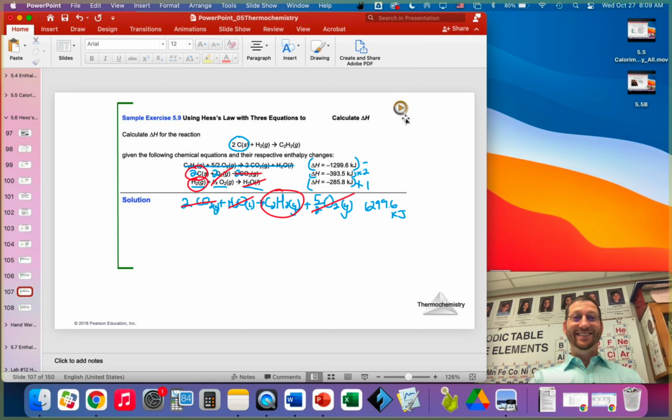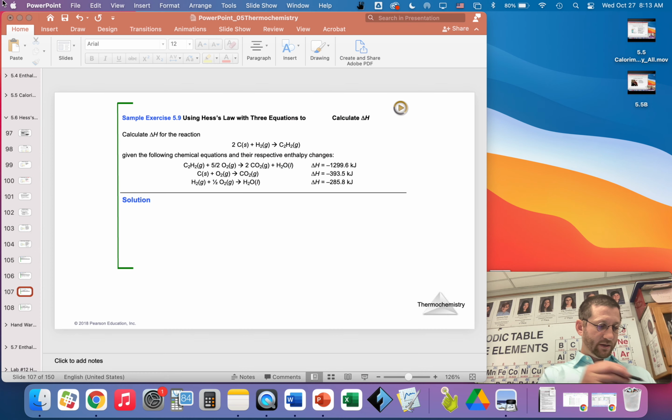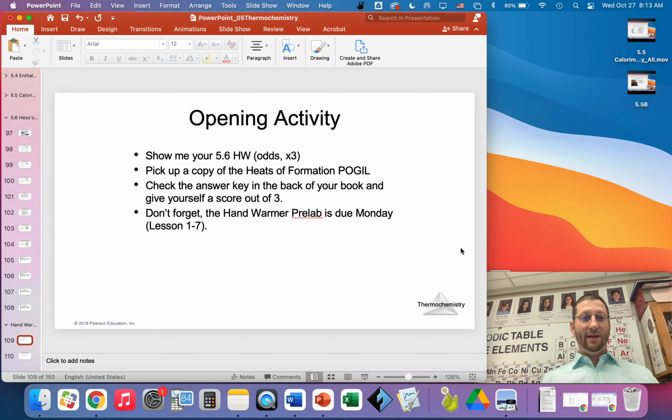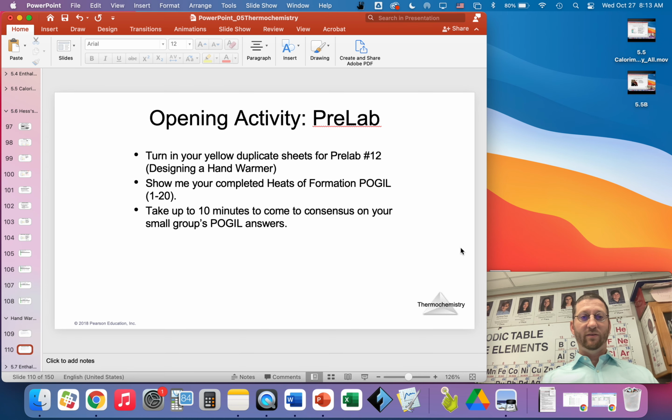So the overall reaction is 226.8 kilojoules, and that would be endothermic. It's going to take a lot of energy to go into these because carbon and hydrogen are fairly stable. To produce something like acetylene, it's going to take energy to do that. And let's go ahead and check the answer key, make sure we did that all correctly. 226.8 kilojoules. Perfect. All right, and with that, that wraps up chapter 5.6.